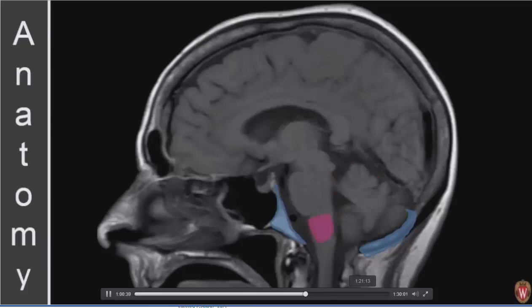So the brainstem, obviously we've got the medulla, the pons, and the midbrain, and from those different parts of the brainstem we have a number of different cranial nerves that exit, and all of these cranial nerves have to exit the skull base via their respective foramina.